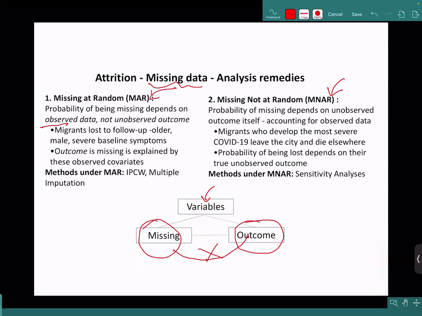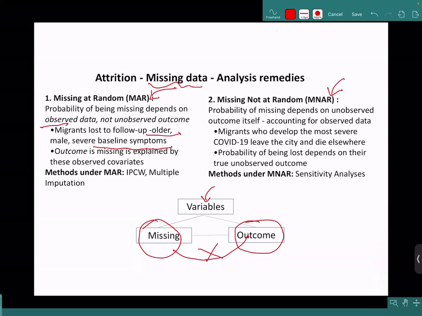Ma'am, you were saying that if they are old people, they are prone to death. If their data is missing, it is missing at random. No, this data, the age of the patient and the baseline symptoms, we have with us. Now these individuals have been lost to follow up. We don't know their outcome, whether they have died or whether they are alive, because they have been lost to follow up.